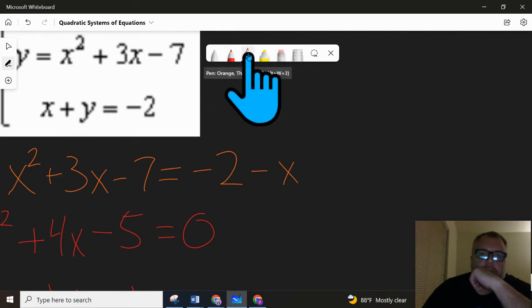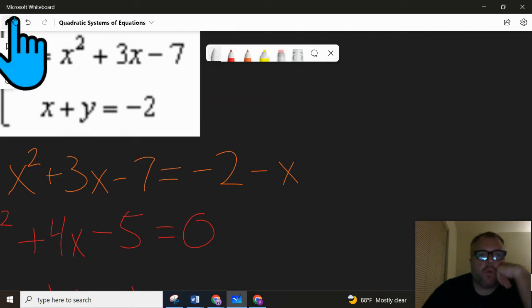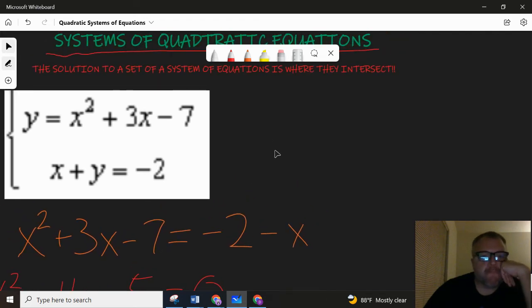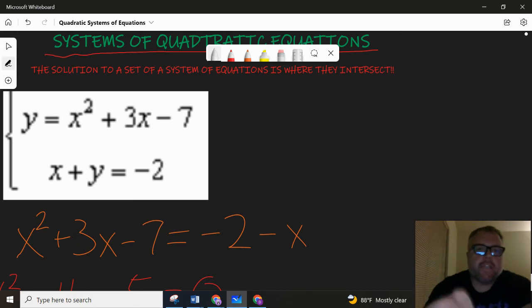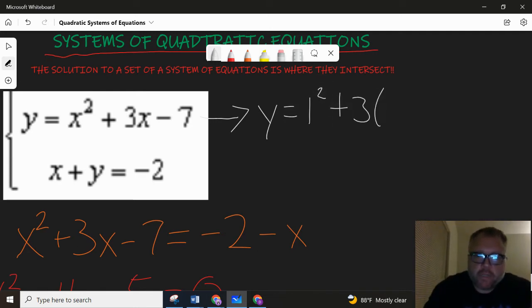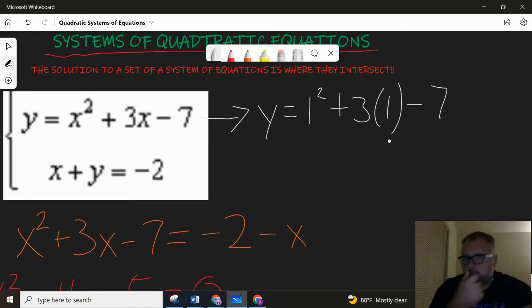So we know the other solution to be x equals 1. When x equals 1, if I plug it into this equation, I get what? y equals 1 squared plus 3 times 1 minus 7. 1 squared is 1, plus 3 is 4, minus 7 is negative 3. Or you can see we plug it in here too.